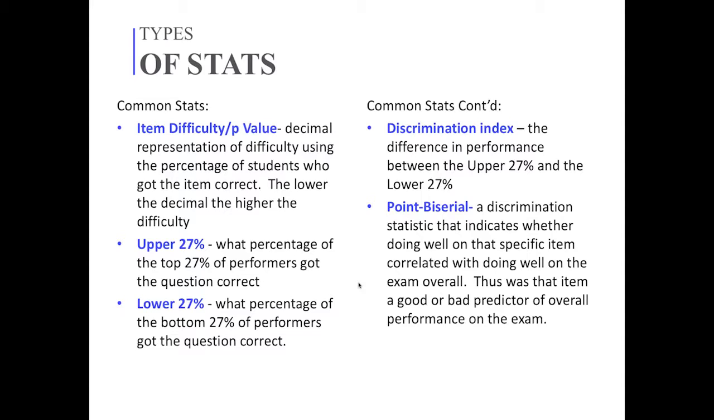difficulty. It's a pretty simple correlation. The more students got it right, theoretically, the less difficult it is. The more people get it wrong, the more difficult it is.